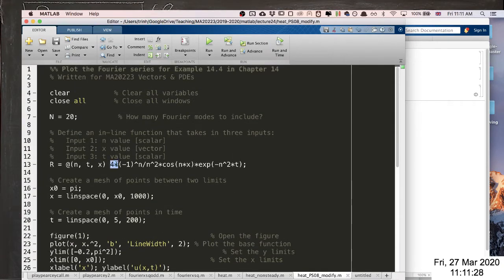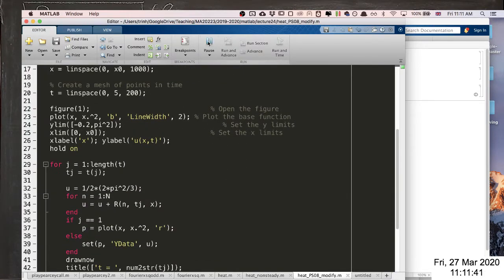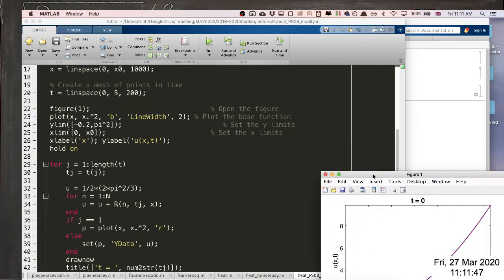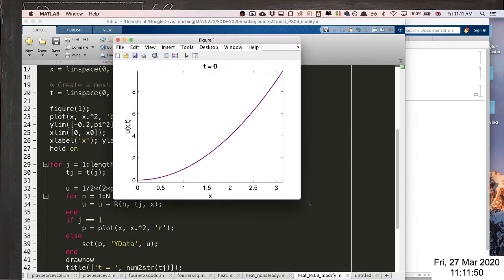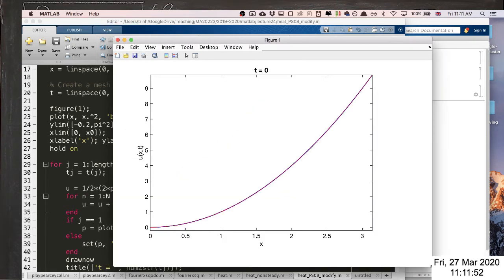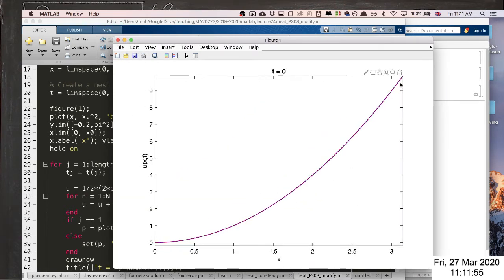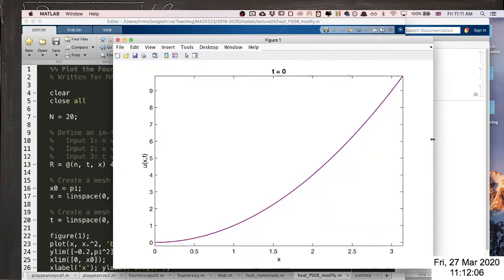It was essentially 4 over n squared, times minus 1 to the n, times cosine of nx, times the exponential of minus n squared times t. Okay, so let's plot that. And you see, because it's a smooth function, because you're trying to solve for the even extension of the x squared function, which ends up being smooth at the origin and smooth at the ends, the Fourier series, even with just 20 terms, it looks really good, right?